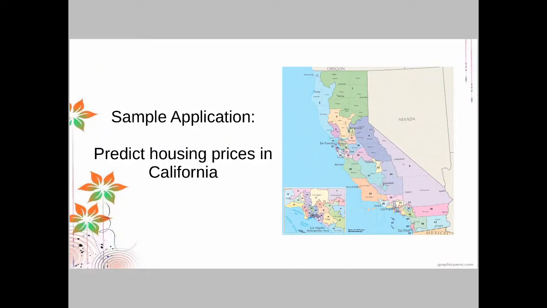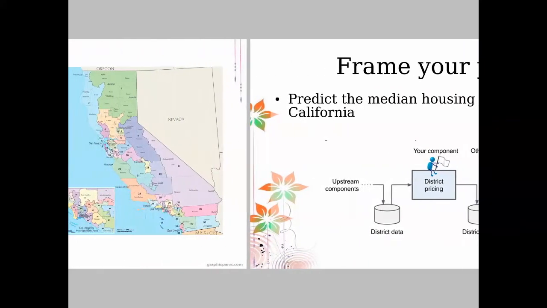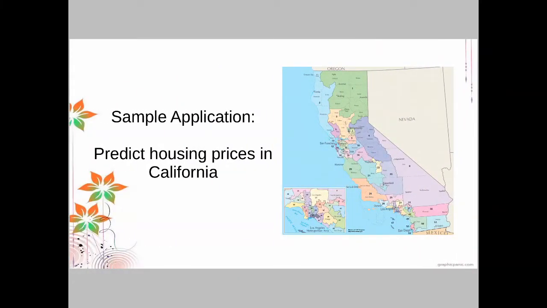So this is our sample application, which we'll be working on in the next video in our hands-on activity: predicting housing prices in California. This is the state of California divided into districts. We will need to create a model that can predict how much the prices of the houses should be tagged at. The client here is not the buyer of the house, but rather the investors or the sellers.